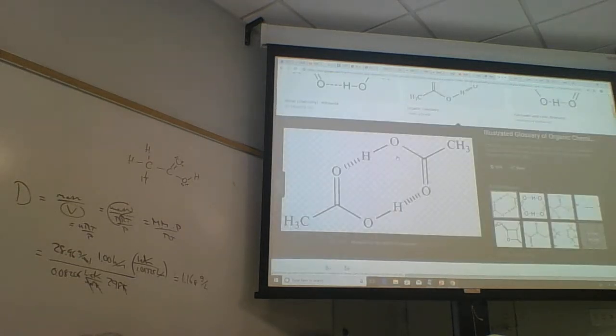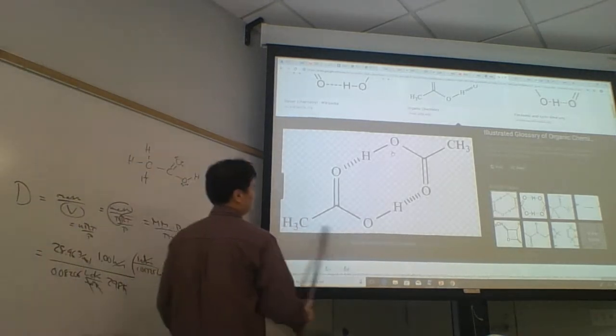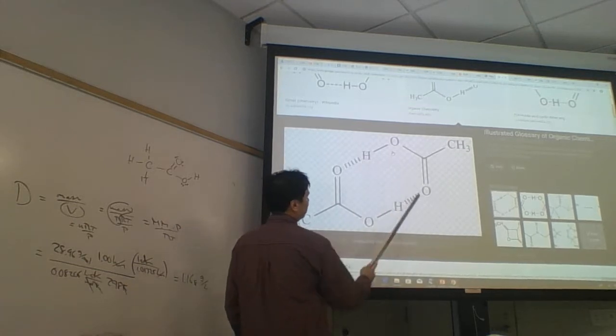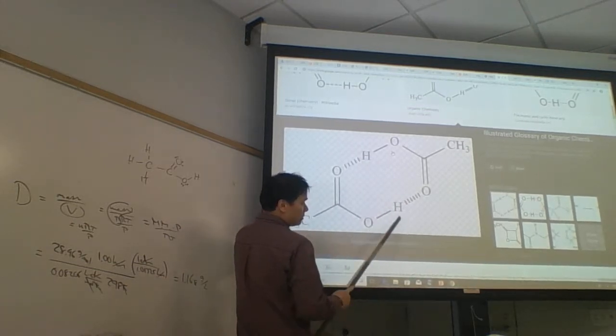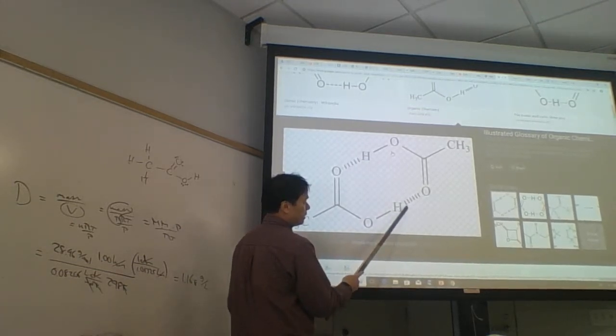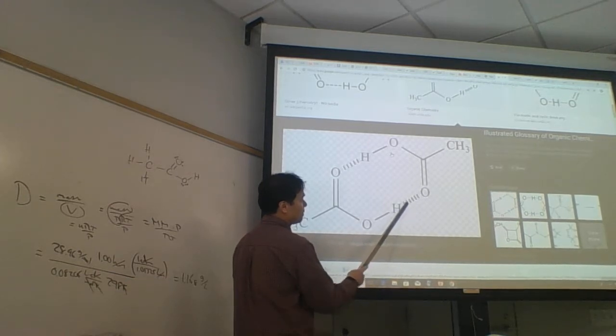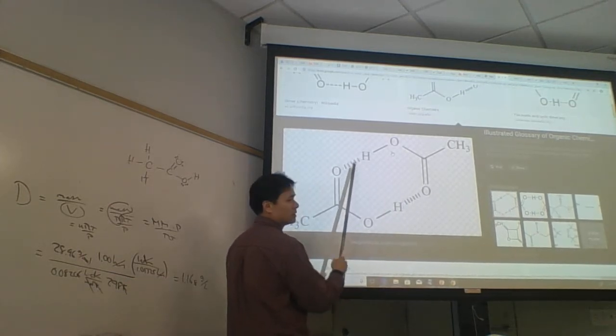Take a look at this. Do you know what this is? This is showing two acetic acid molecules. There's one on the left here, there's one on the right here, and they're being held together. Do you know what they're being held together primarily by? H bonds. These dashes are H bonds here.